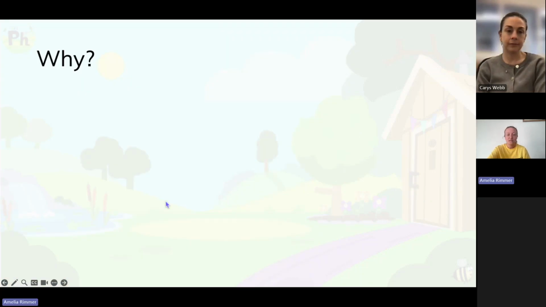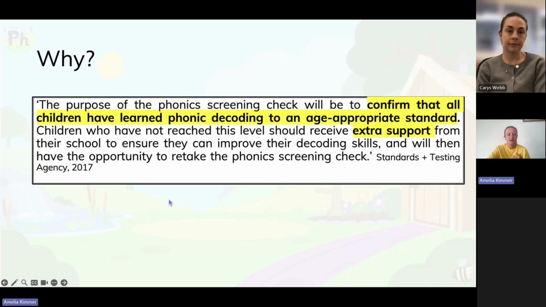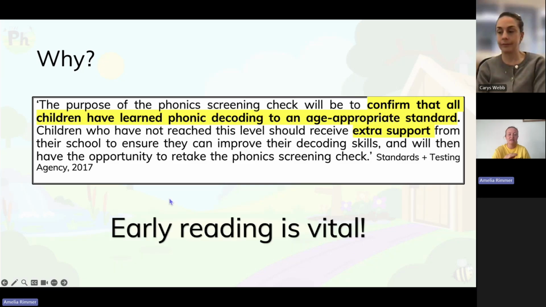So why do we do it? Well, the purpose of the phonics screening check is to confirm if children have learned phonic decoding to an age-appropriate standard. So are they able to use all these things we're teaching in school at the level that they should be? Children who haven't reached that level should be getting extra support from the school so that they can improve. So all it is, is a way of checking that children are going to get the extra support that they need so that they can be successful readers, because early reading is vital. It's so important to everything else that we do in schools.